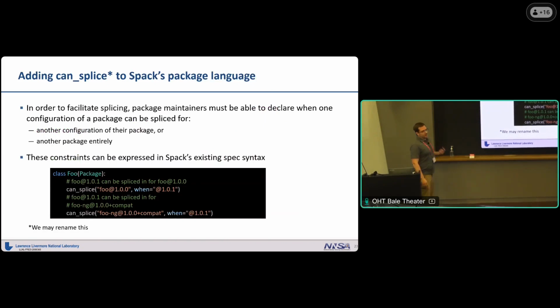The issue is, how do you describe that those particular two MPI implementations are indeed ABI compatible? Well, you can express these constraints in the existing spec syntax. We are adding a new variant. We're going to be calling it can_splice for now. Don't hold us to that. We might change the name once we actually go into production. But this will allow package maintainers to declare when one configuration of a package can be spliced in for another one. It's going to be pretty powerful, and it's going to allow us to reuse a lot of builds.